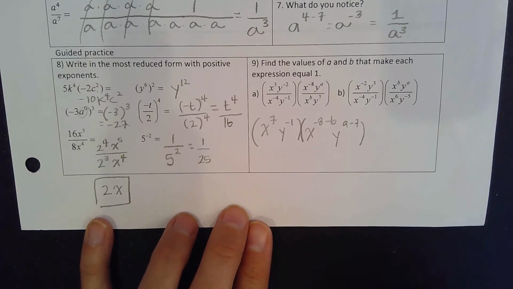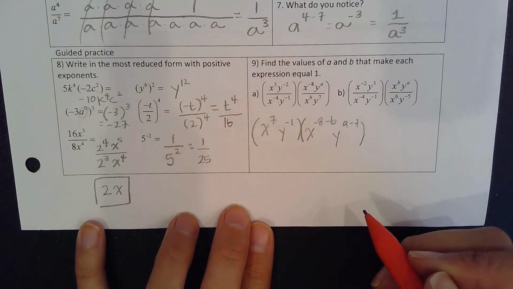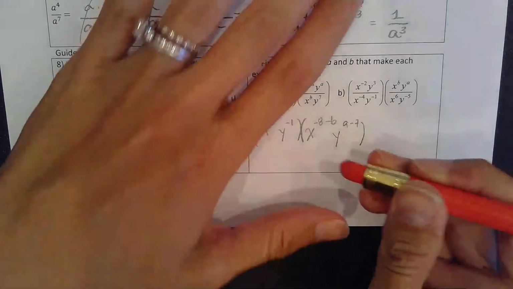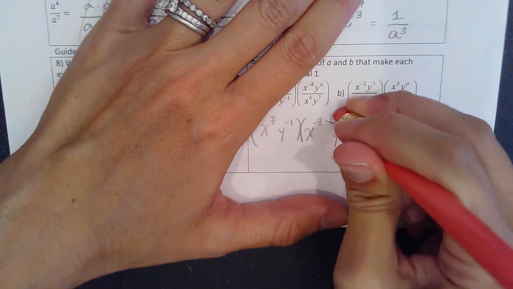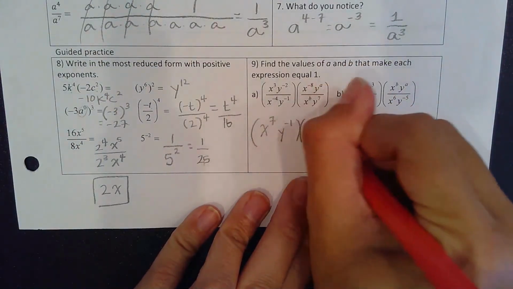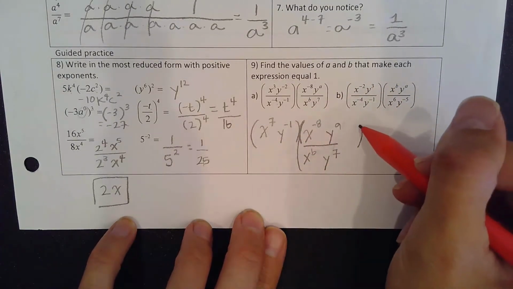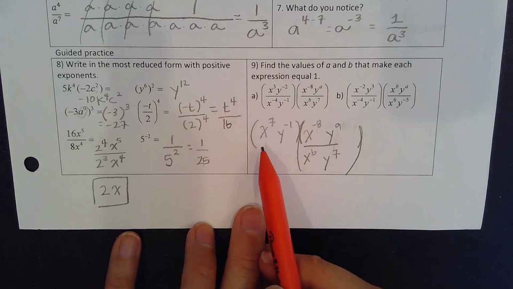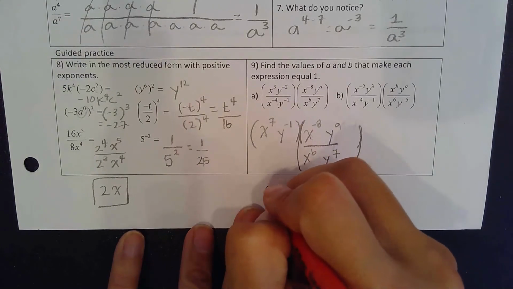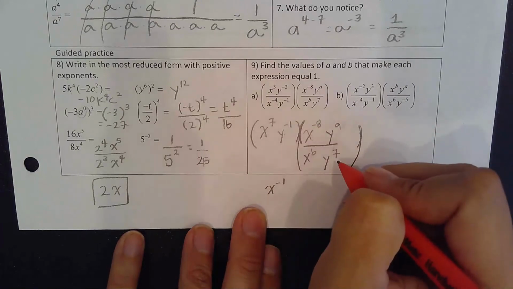Okay, so if I were to simplify this, let's not do it that way. Let's keep it like this. Now what else could I do here? So let's do this. So x to the 7th and x to the negative 8. So I'm going to add those. So it's going to be x to the negative first power. Y to the negative first and a 7.